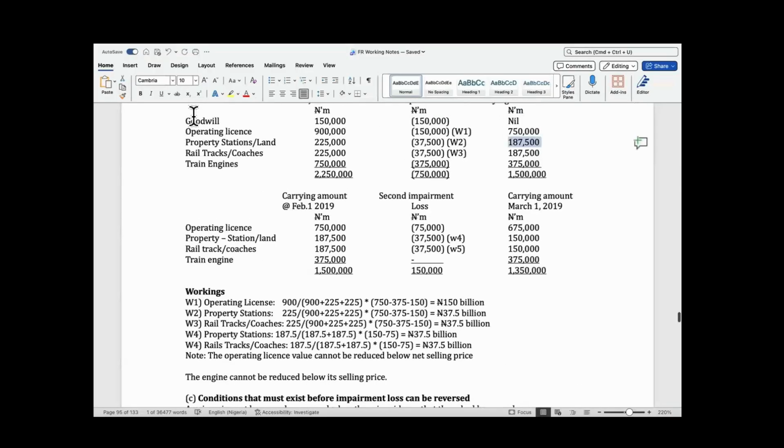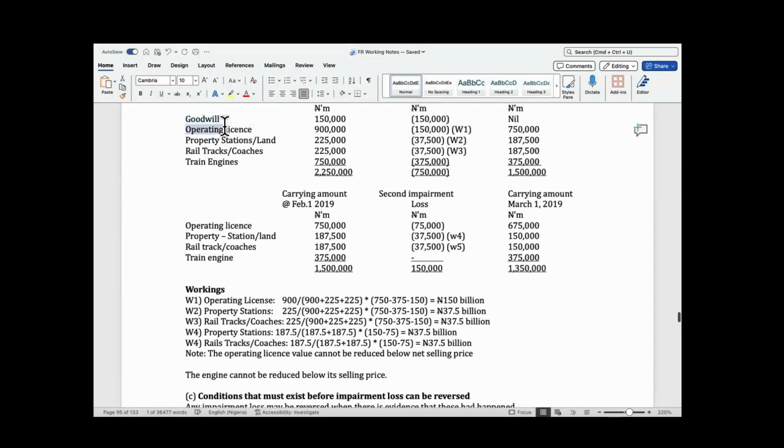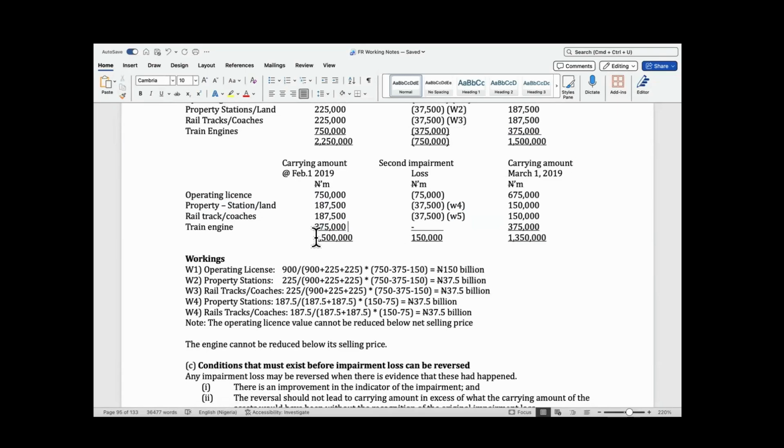The goodwill is gone, so no more. So I started from the license. The value is now 750. I'm taking it from here. Property stations, 187.5, this. Road tracks, 187.5, this. Then the train engine, 375, that is undamaged. So I need to allocate impairment loss to this.